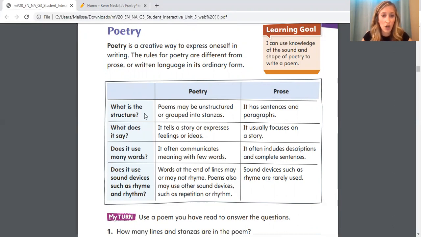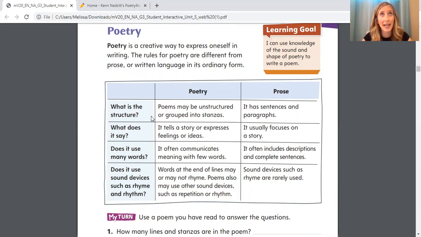between the two. So we're going to look at each of these questions on the left-hand side in this first column of the chart. Then we're going to compare and contrast poetry and prose. What is the structure? Well, poems may be unstructured or grouped into stanzas.